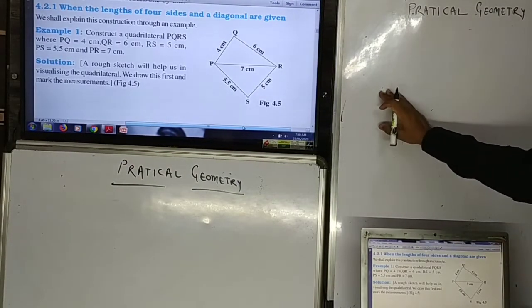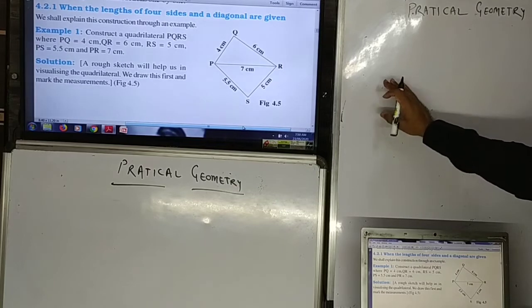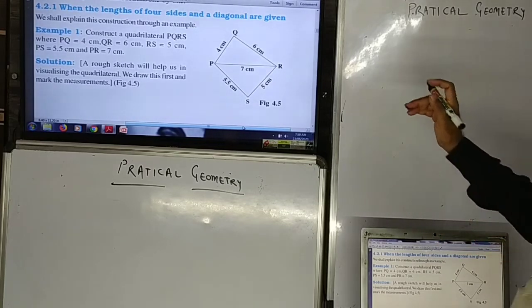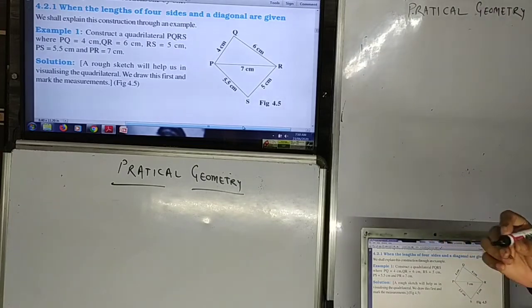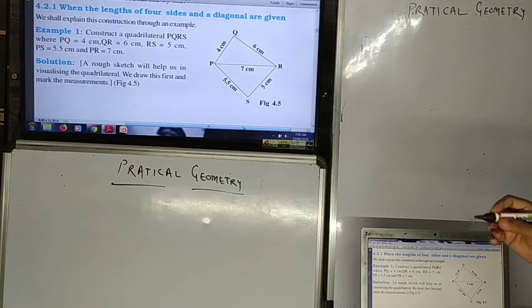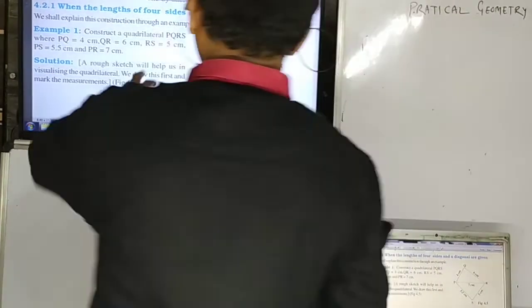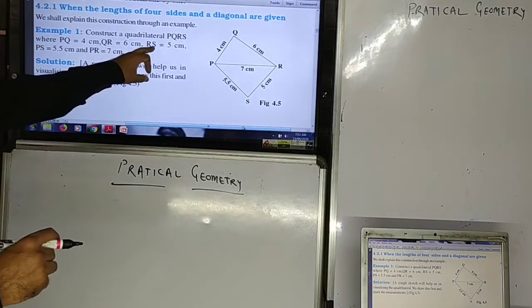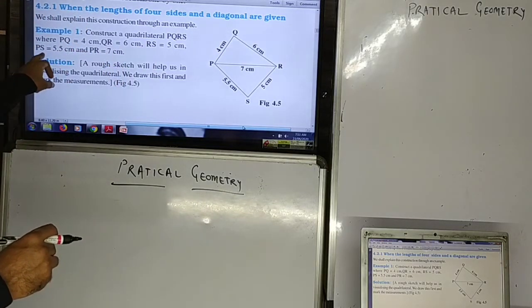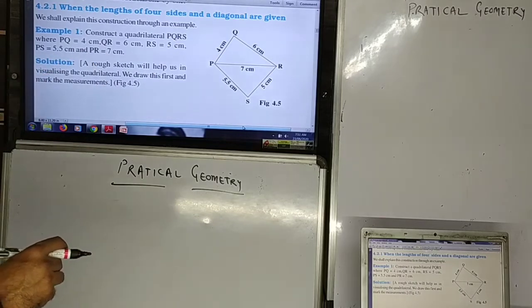Now let us construct the quadrilateral with given conditions. Let us do the first construction. In this construction, 4 sides and 1 diagonal are given. Now the problem is here. Construct quadrilateral PQRS. PQ equal to 4 cm, QR 6 cm, RS 5 cm, and PS 5.5 and PR 7 cm.